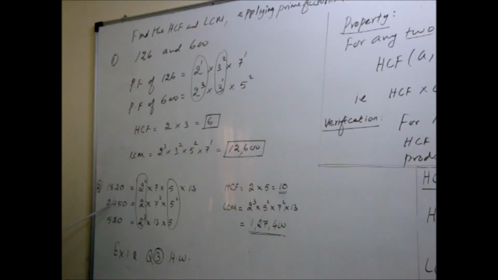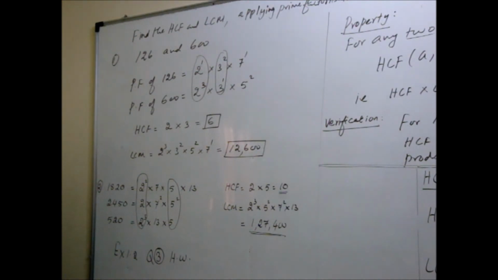The three numbers are 1,820, 2,450 and 520. They are asking you what is the HCF and LCM. You write prime factors of each, as we did before, in power notation, like 2 square. 2 square into 7 into 5 into 13 here, 2 into 7 square into 5 square here, and 2 cube into 13 into 5. All we wrote.